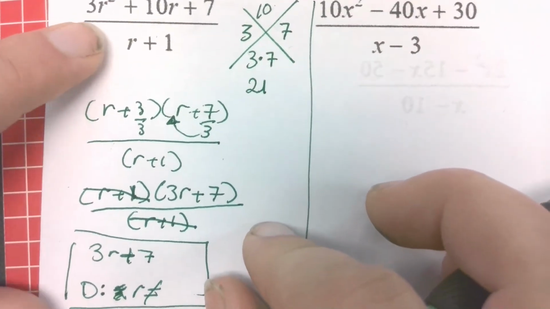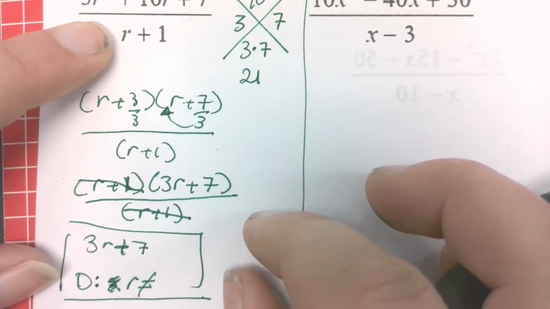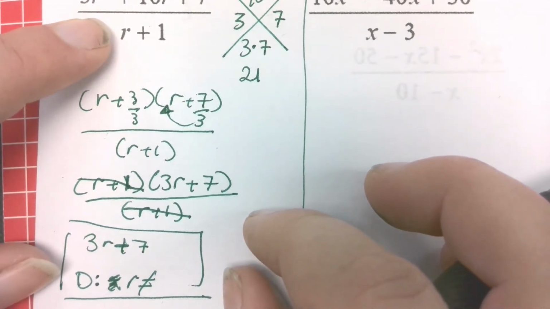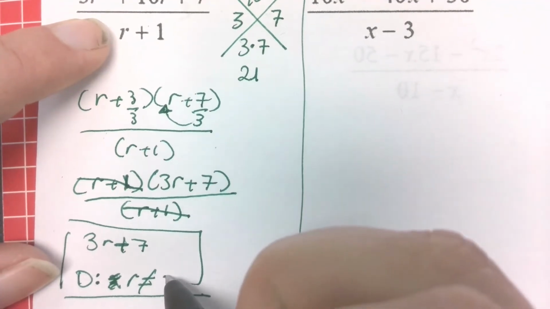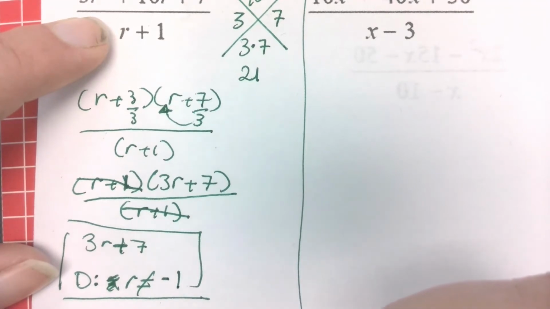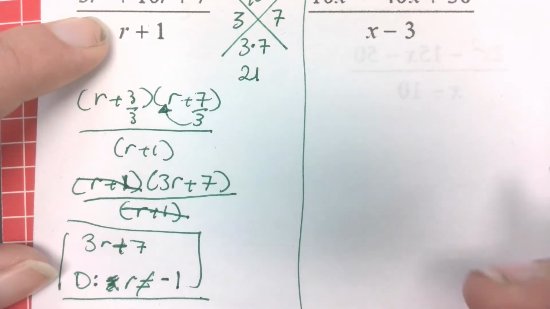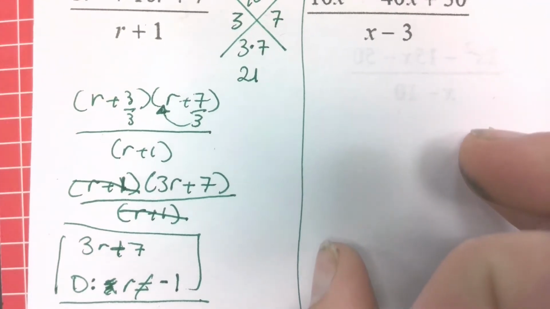What number, if I plug it in, will give me 0? Am I going to need to add or subtract? Subtract how many? 1. You guys see that? Okay.